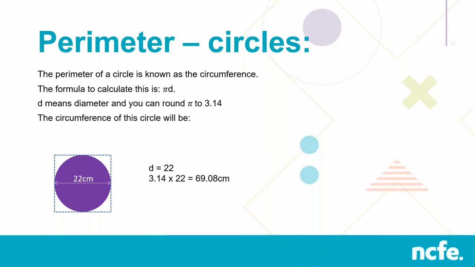So if a learner was to make a mistake of calculating pi times radius rather than pi times diameter, that would give a much lower answer, an answer of 34.54 centimetres, which is definitely going to be incorrect because it's so much less than half of 88 centimetres.